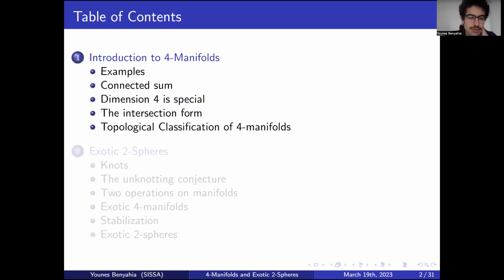Okay, so the first part is going to be an introduction. We're going to talk about four manifolds in general. We will give examples. We will talk about the connected sum and how dimension 4 is special. We will talk about the intersection form, and then about the topological classification of four manifolds, which is the classification that we know now.